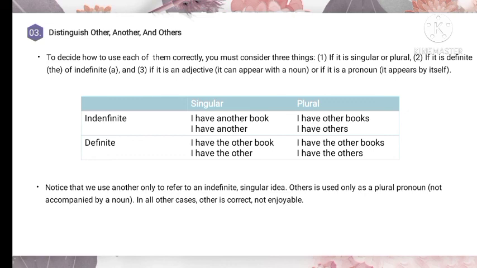Indefinite singular: I have another book. I have another. Plural: I have other books. I have others. Definite: I have the other book. I have the other. Plural: I have the other books. I have the others.